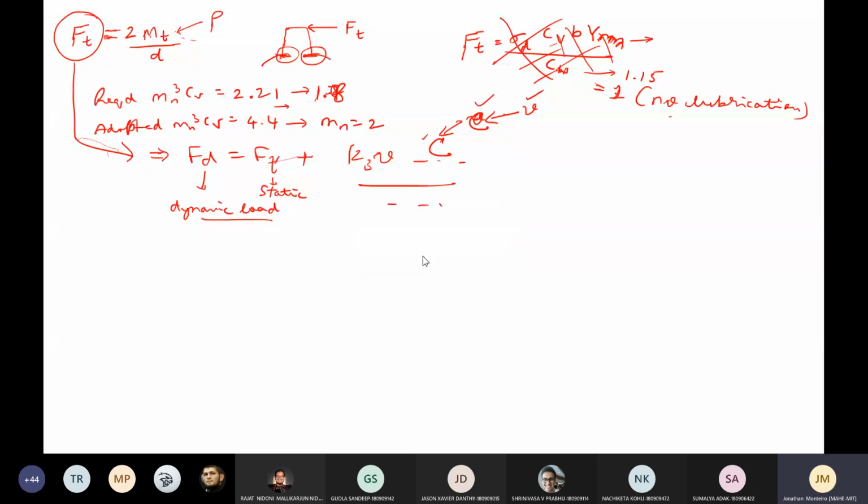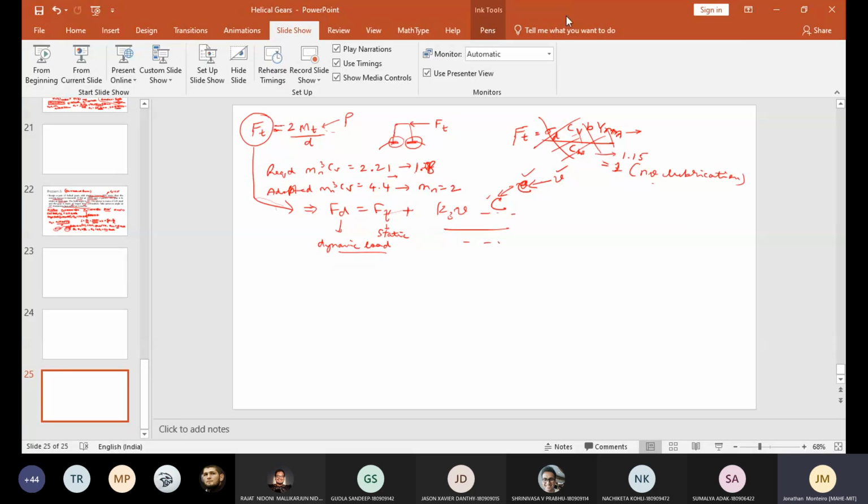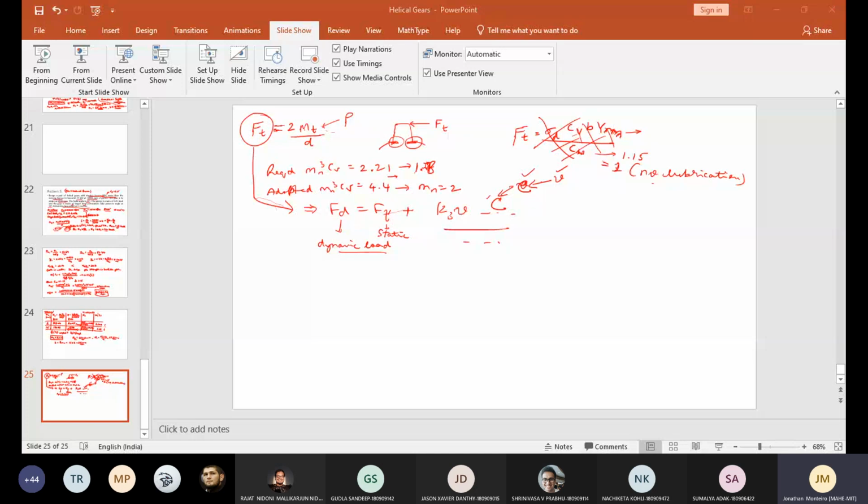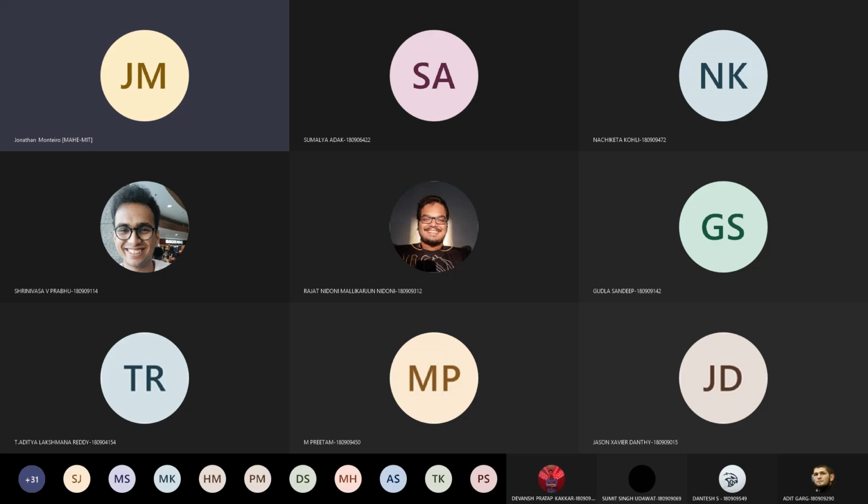Anything else we'll discuss in the future classes, because we are not yet done with gears. So we have just finished 2 types of gears. Now we will be going to the third type, which is a bevel gear. Just hold on, I'll change the slide.